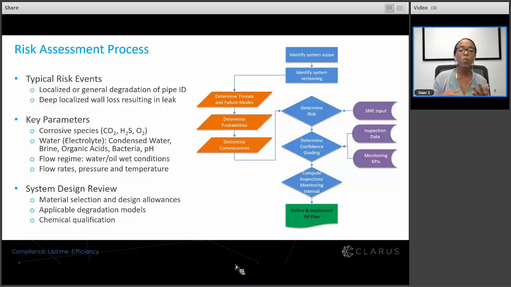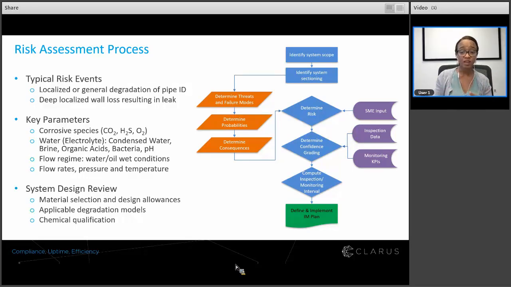In the system review, what is the material selection across the entire flow path? Design allowances, or no design allowances if not available. What are the applicable degradation models that were considered in design and then updated throughout the life? And are they up to date with the most recent operating conditions?